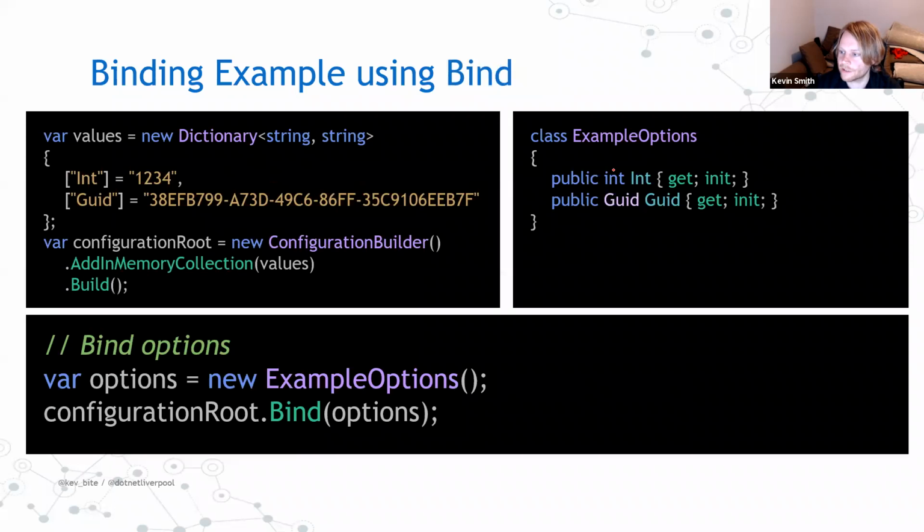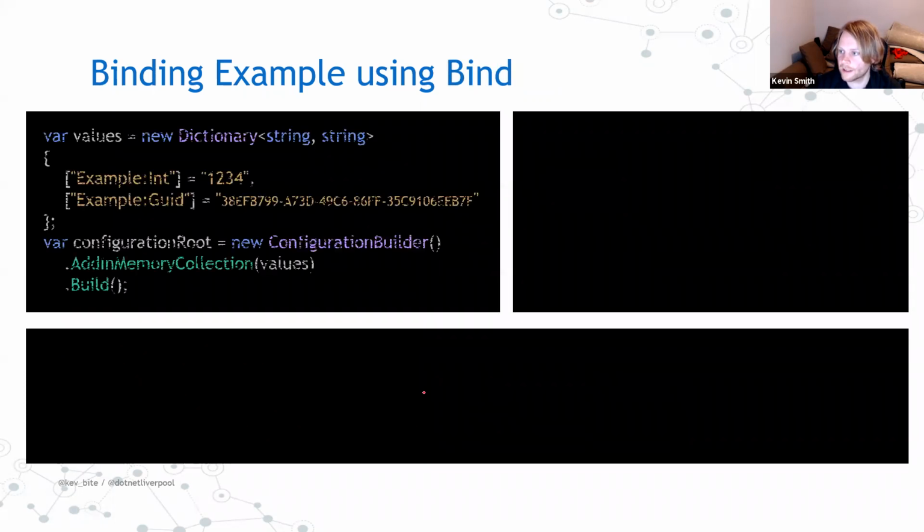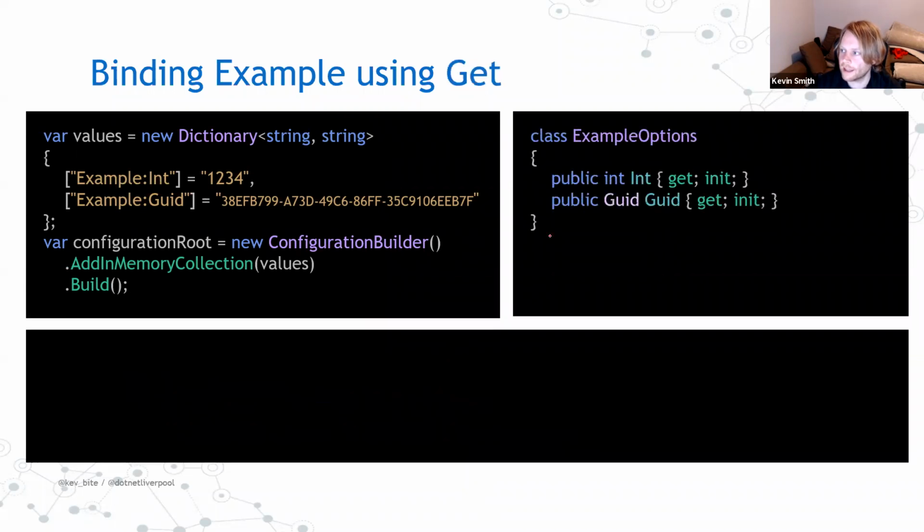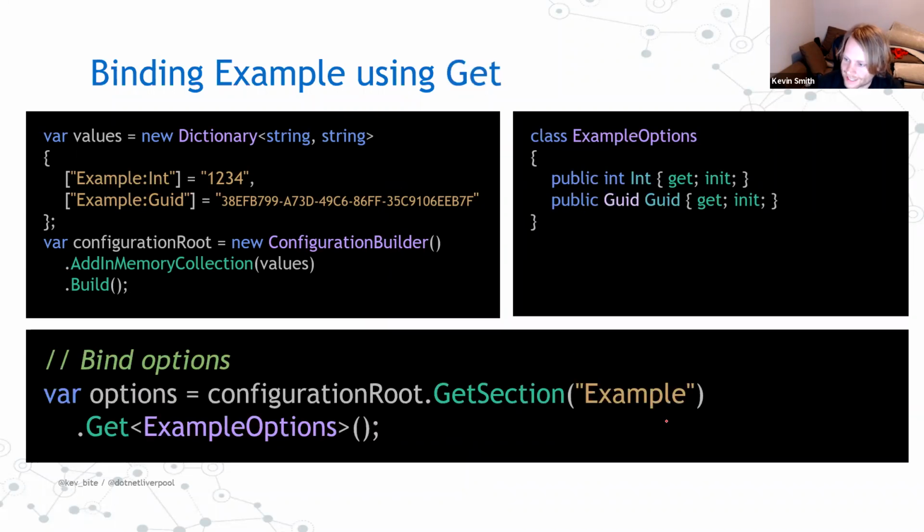We can also bind straight into an object by newing up the object and then calling Bind on it, and that will bind the two together. But we have to new up the object in this instance. Another example is we can bind to a section. These are the hierarchical ones, for example, where you've got a value of int and GUID inside that. So for this section of example, we can just bind to the options as well. But this is also creating that object beforehand. Then we can also just get the section and call Get and pass in the options. This will new the object up for us inside of itself, which might be useful depending on what you're doing.